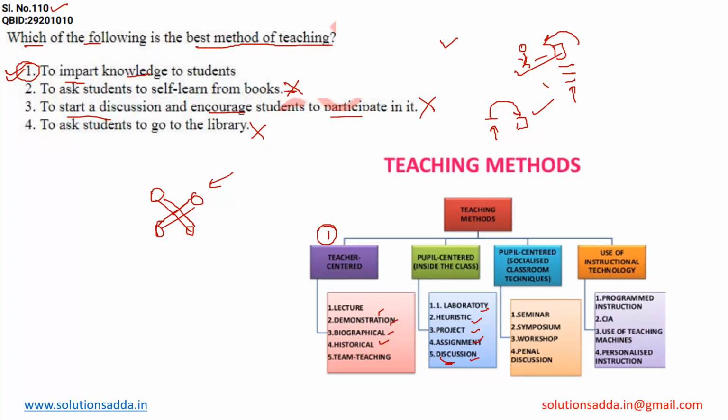Third, we have socialized classroom techniques, in which you conduct a seminar, give a workshop, hold symposiums and panel discussions on a particular topic. Last, we have the use of instructional technology, in which you programme the instructions, use teaching machines and personalized instruction as well. These are some of the basic teaching methods usually used by teachers in order to teach their students. So the correct option for this question will be option number 1.